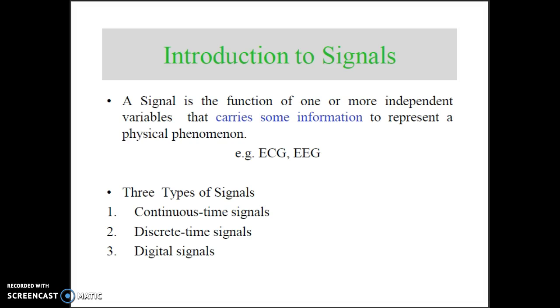Now another important type of signal is the multidimensional signal. When a function depends on two or more variables, then the signal is said to be multidimensional. The example of a multidimensional signal is an image. Basically, an image is a two-dimensional signal which has horizontal and vertical coordinates. Now there are some important types of signals also. The first is continuous time signal. Second, discrete time signal. And the third important type is digital signals.